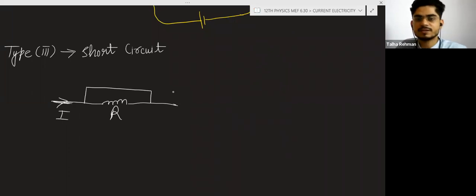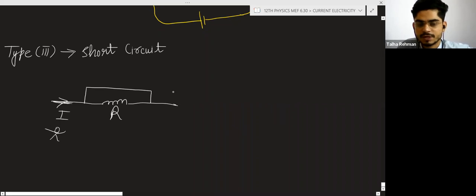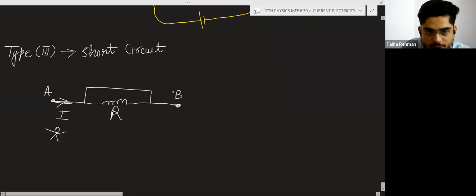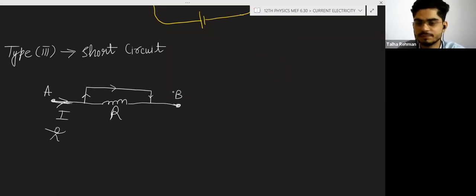So you will see this. Suppose you are a current, this is you, and you have two paths to reach point B. You have started from point A and want to reach point B. One more thing I want to tell you: if you are going from here to here, or by this other path, the time taken will be the same. Either by this path or by this path, the time taken will be the same.